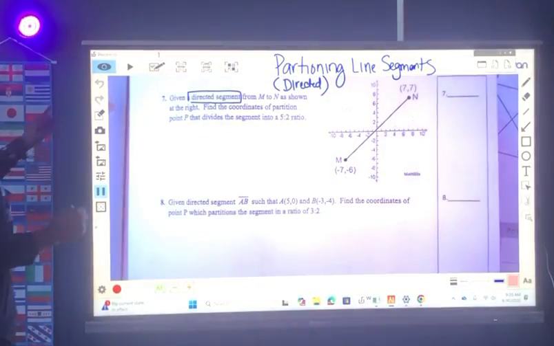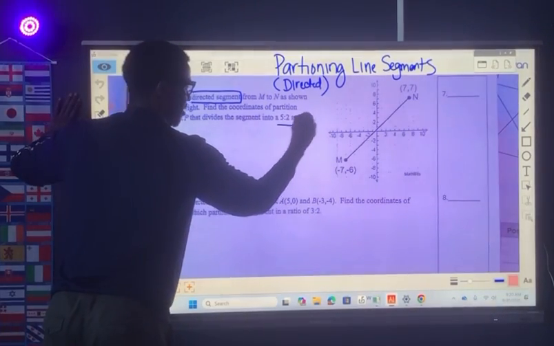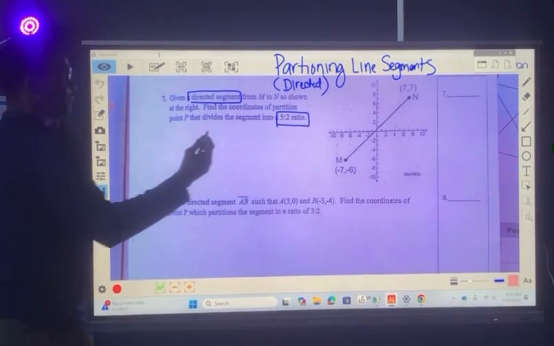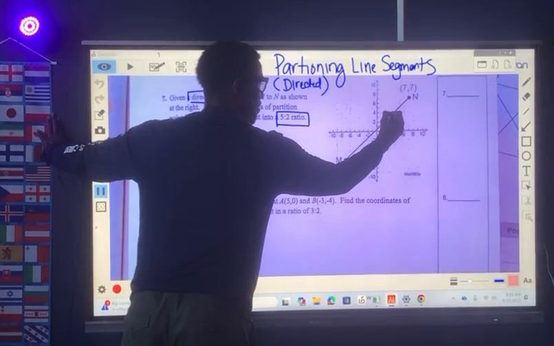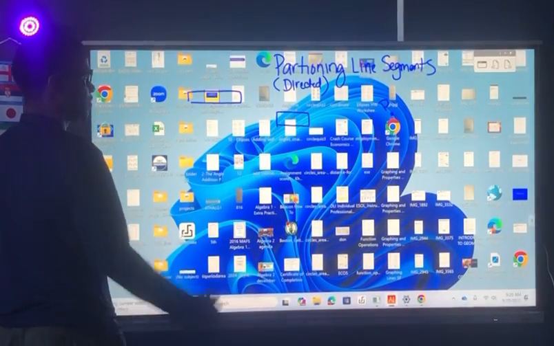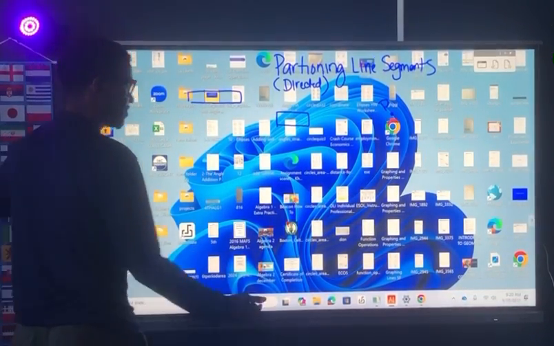The first part is that you've got to understand what they mean when they give you a ratio, right? When they ask you to do 5 to 2, that means they want you to plot the P somewhere on here.